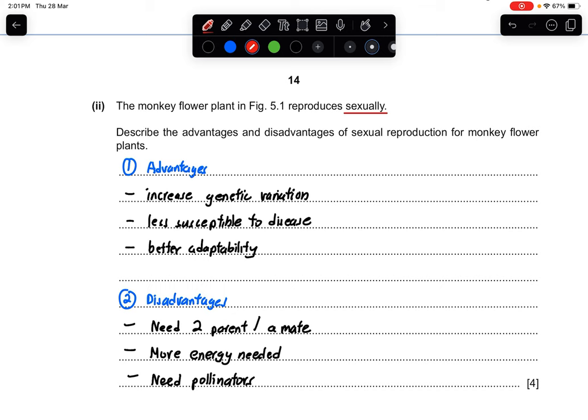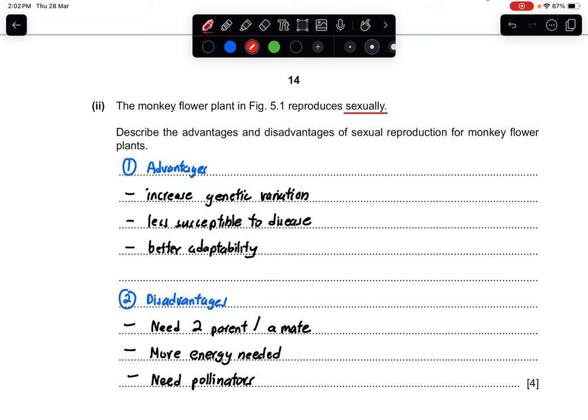And what's the good thing about the genetic variation being increased? It's less susceptible to disease, because your DNA and the person's DNA next to you is always different. So it's less likely to be attacked by diseases. Otherwise, the disease can basically read every same DNA, and this may cause more diseases. And then when you have a genetic variation, your adaptability is so much better.